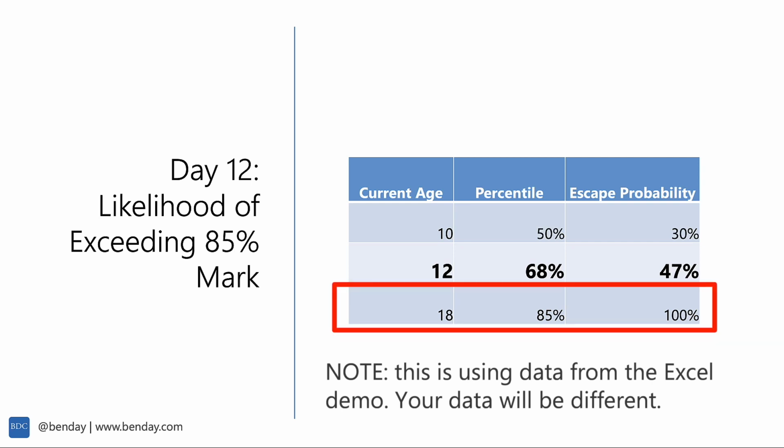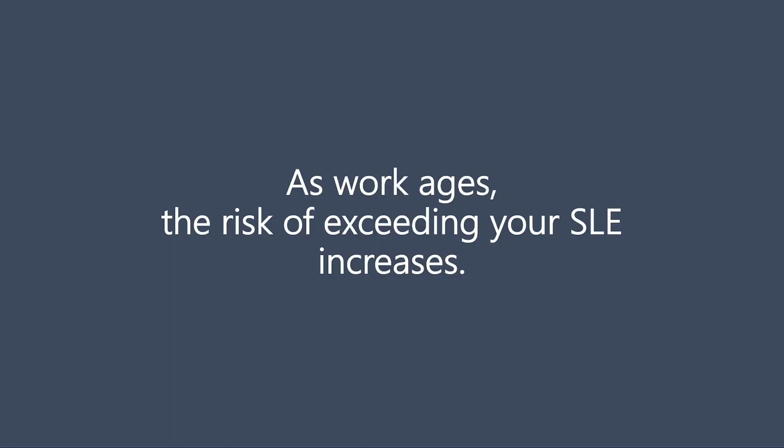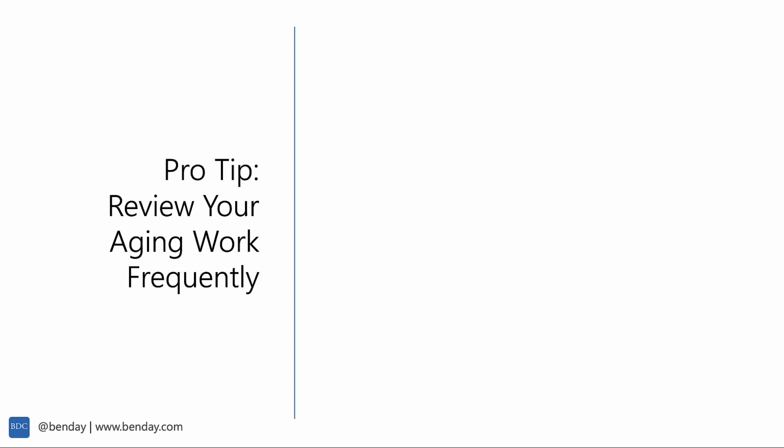If it makes it to 18 days and it hasn't been completed yet, well, now the escape probability is 100% because it has escaped our upper boundary of our SLE. So as work ages, the risk of exceeding your SLE increases. So pro tip, review your aging work frequently.